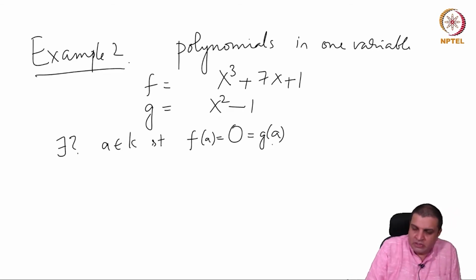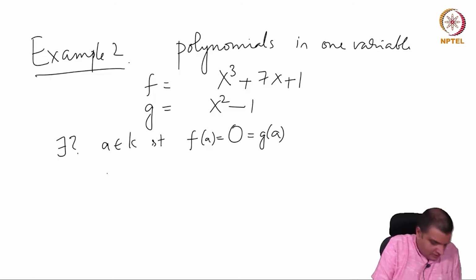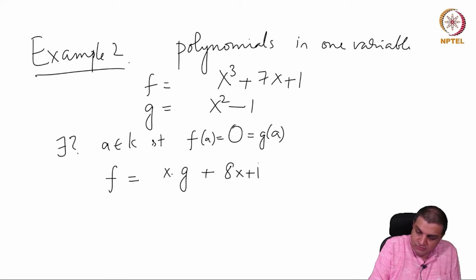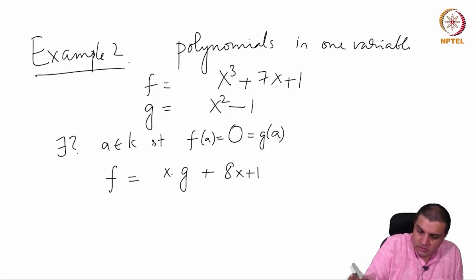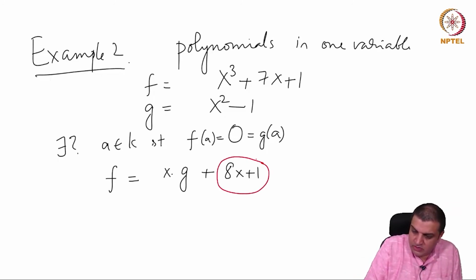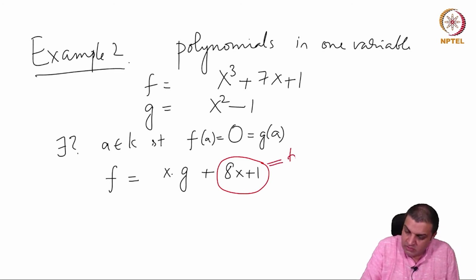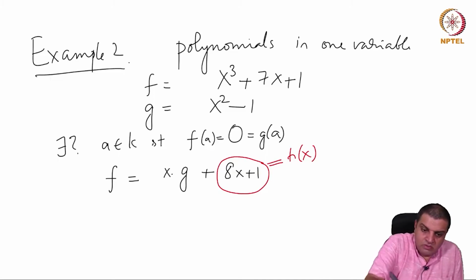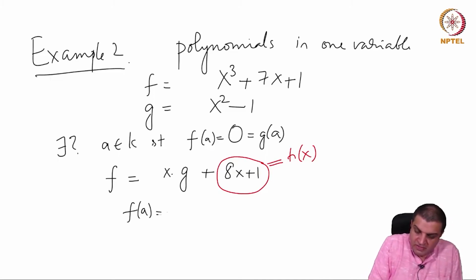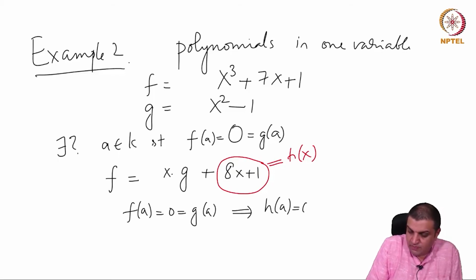And so we would do the division algorithm here. We would write it as f equals x times g plus 8x plus 1. So the first round of the division algorithm gives this remainder. Then if f of a is 0 and g of a is 0, this would also be 0. Let's call this thing h of x. So f of a equals 0 equals g of a would imply that h of a is also 0.